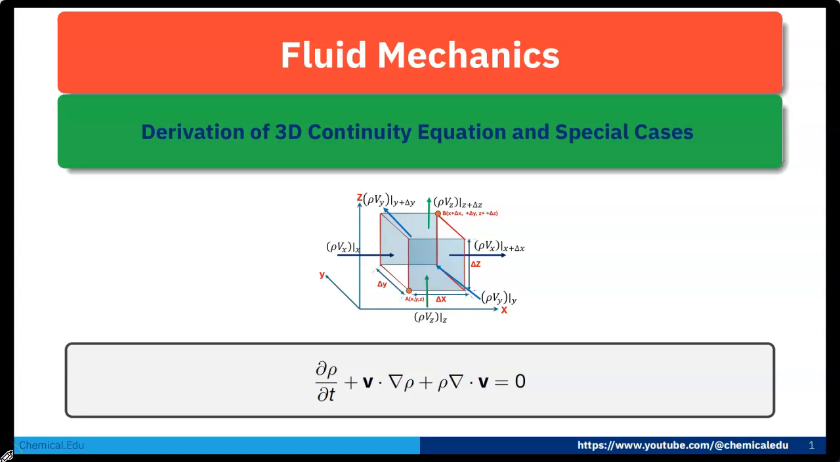Today I'll talk about the derivation of the 3D continuity equation, and then I'll discuss some special cases of the 3D continuity equation. I'll get the derivation of the 3D continuity equation, that is, partial derivative of rho with respect to t plus v dot grad rho plus rho into divergence of v is equal to 0.